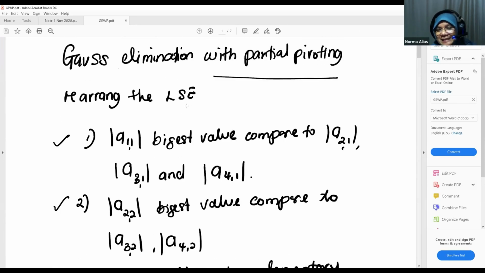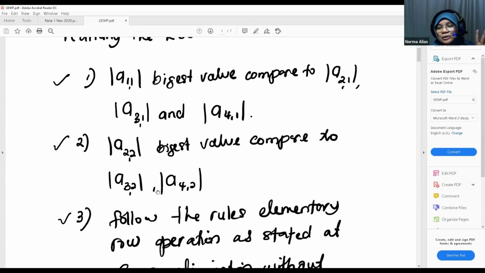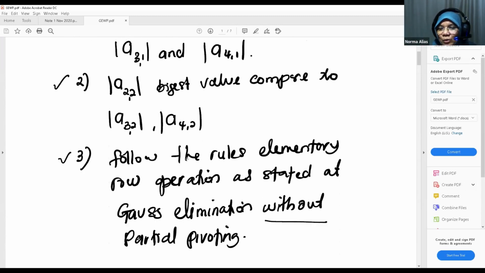Arrange the linear system of equations by row. You need to look that A11 should be the greatest, the biggest value compared to A21, A31, A41. Next, A22 should be the biggest, the greatest value compared to A32 and A42 in column 2, and also column 3 and so on. So follow the rule.